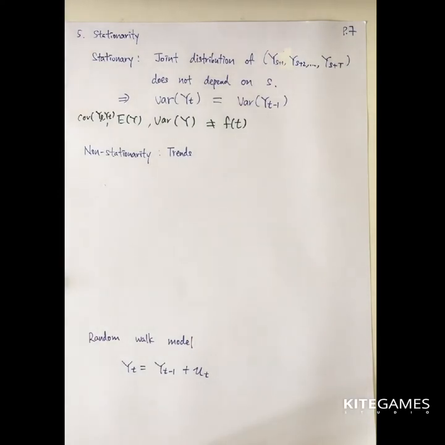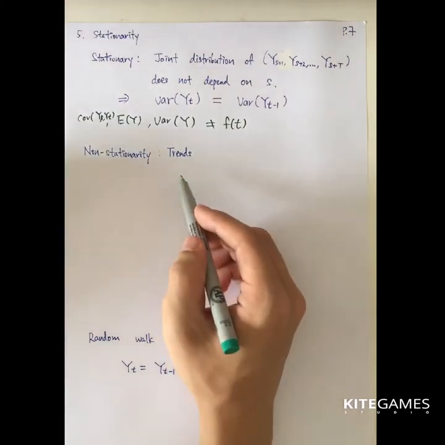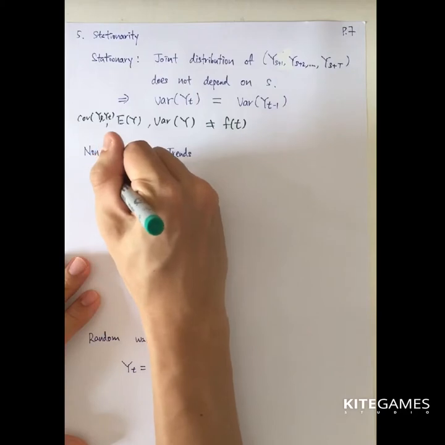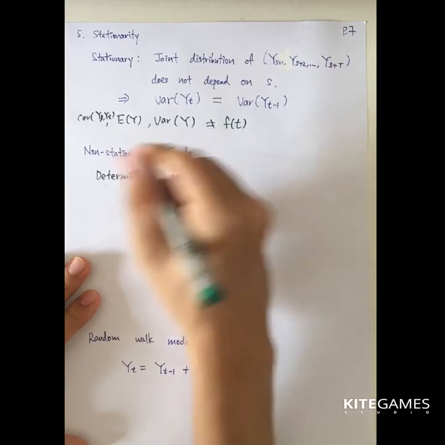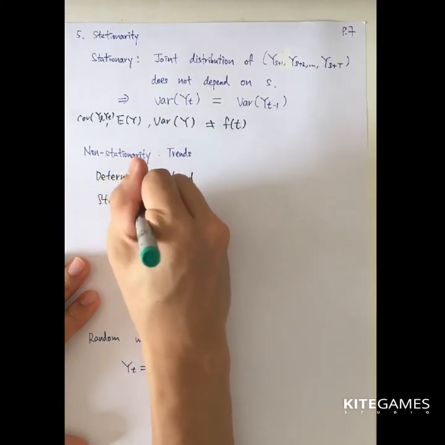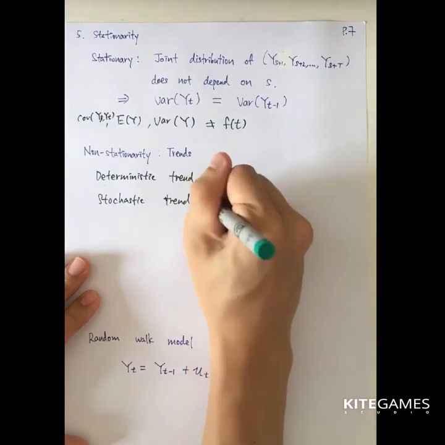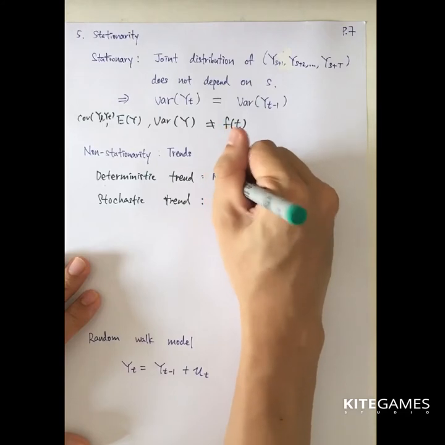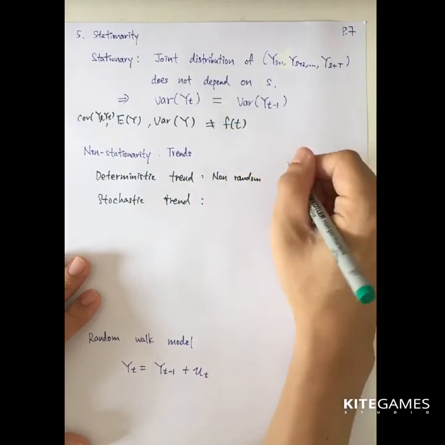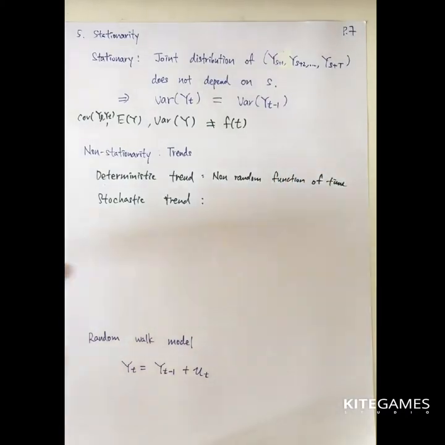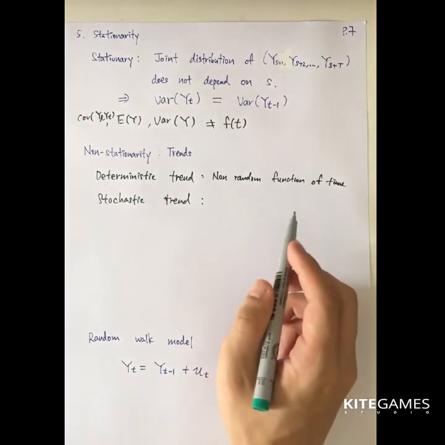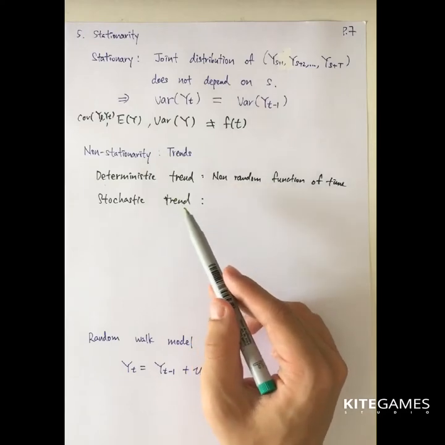And next we investigate some possibilities that break the stationarity assumptions. The first one is called the trend. In econometrics, we have two trends. One is called a deterministic trend. The other one is called stochastic trend. Deterministic trend means that this is non-random. It is a non-random function of time. Say the value is increasing with some constant in time, and we will call this deterministic trend.